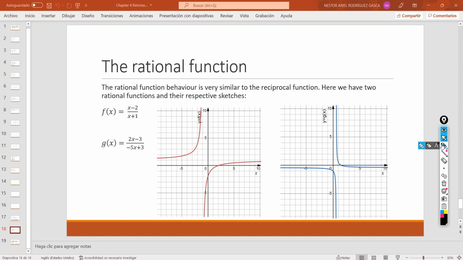We have asymptotes, right? I'm going to try to draw them. You have this asymptote over there. You have this asymptote over here. So we have two asymptotes, vertical and horizontal. We have two branches, etc. So basically they are hyperbolas. And the same with this one, right? g is the same, right? So the behavior of the rational function is pretty much the same as the reciprocal function.